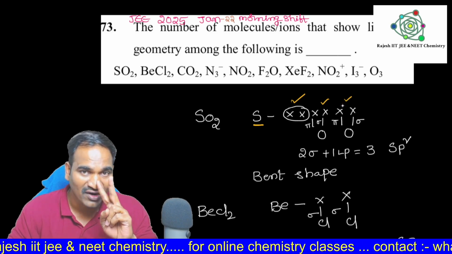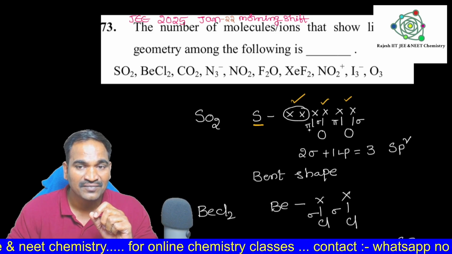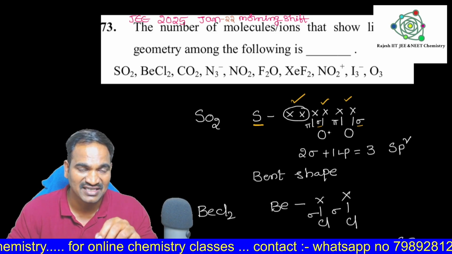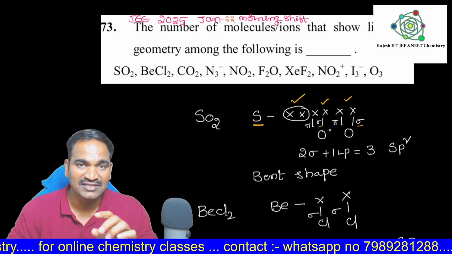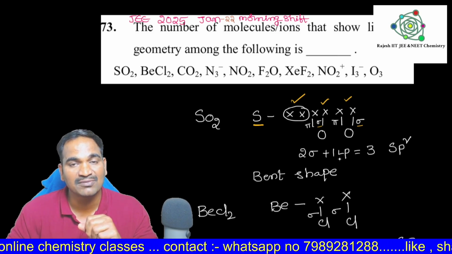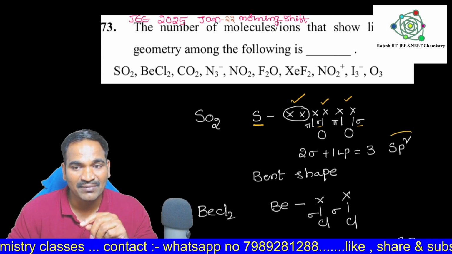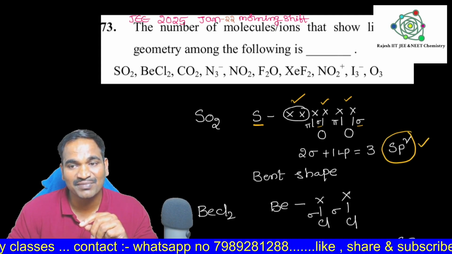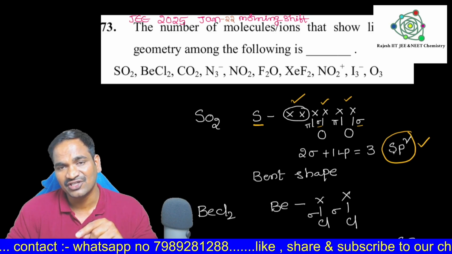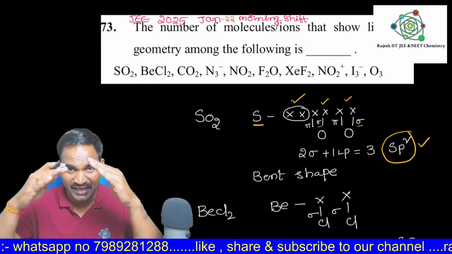Each oxygen can form 2 bonds, one sigma and one pi. So here 2 sigma bonds are there, and 2 pi bonds. Pi bonds we won't consider. In the geometry case, we take lone pairs and sigma bonds. So 2 sigma bonds plus 1 lone pair, total 3. 3 means that the hybridization is sp2. In that sp2 hybridization, 2 sigma bonds and 1 lone pair cause a bent shape.